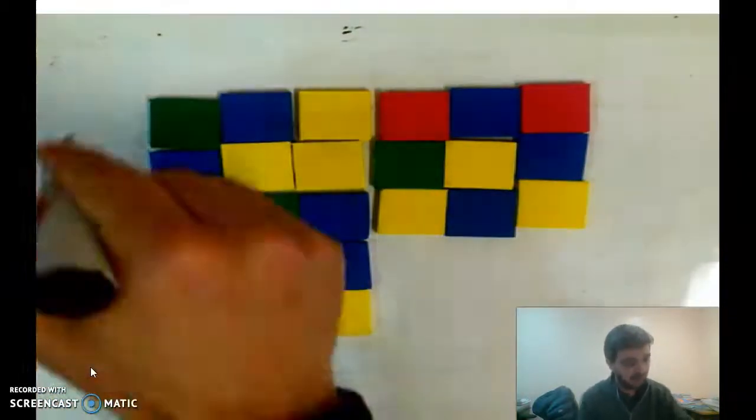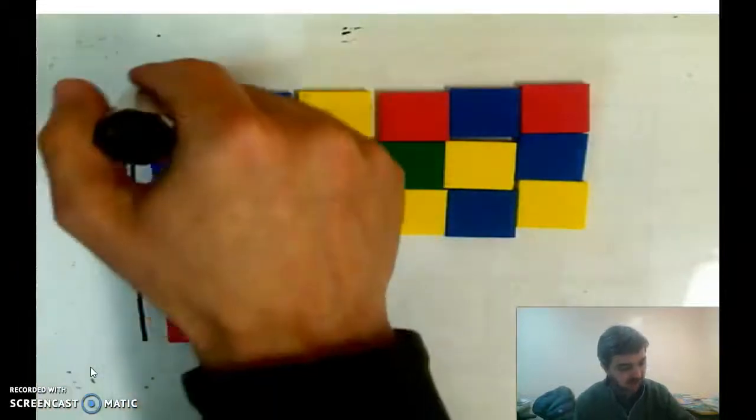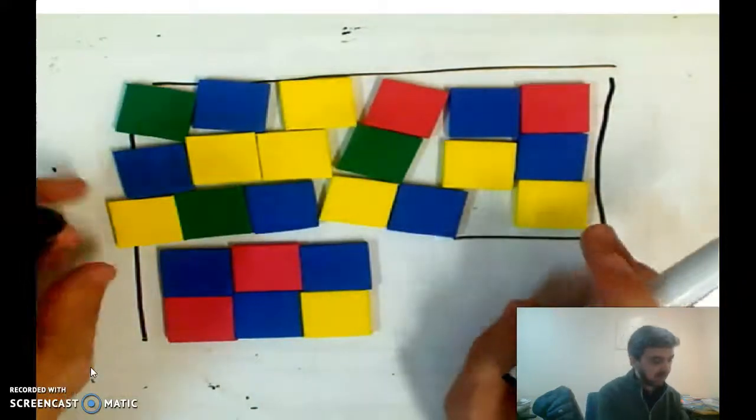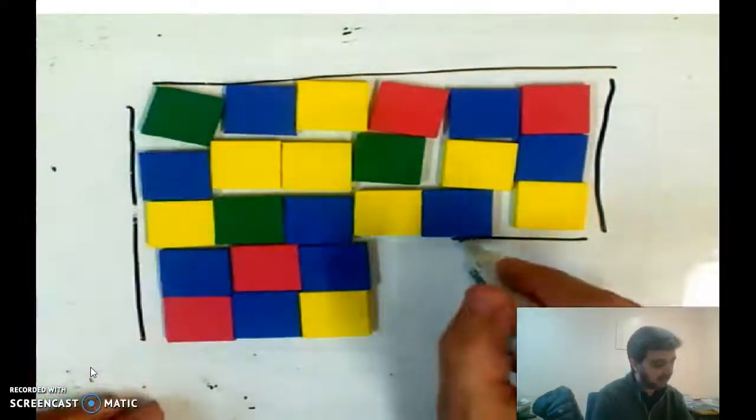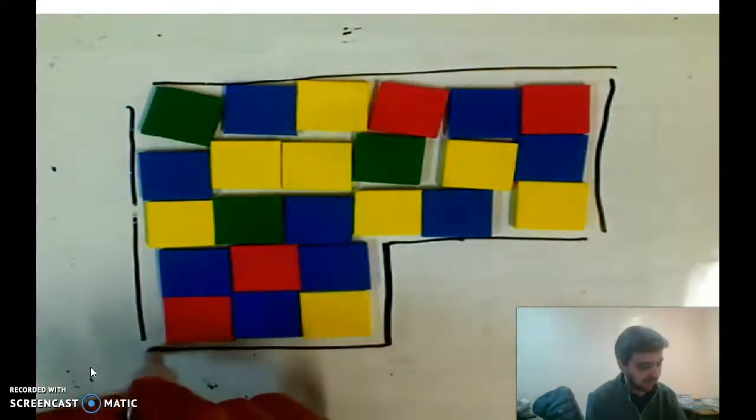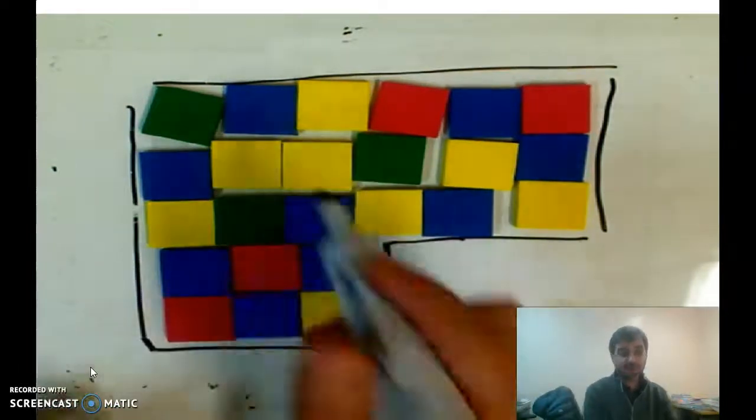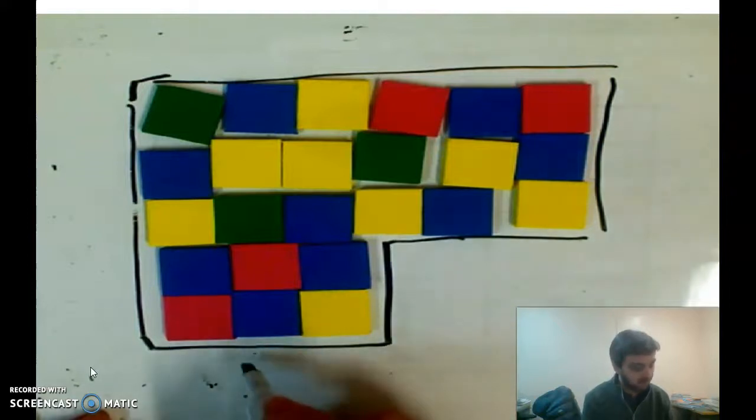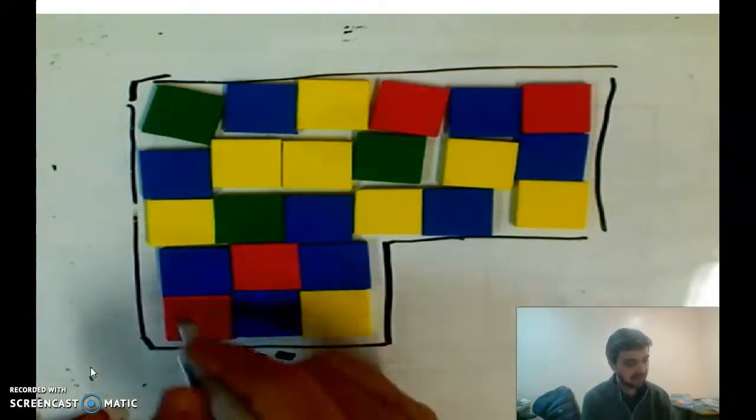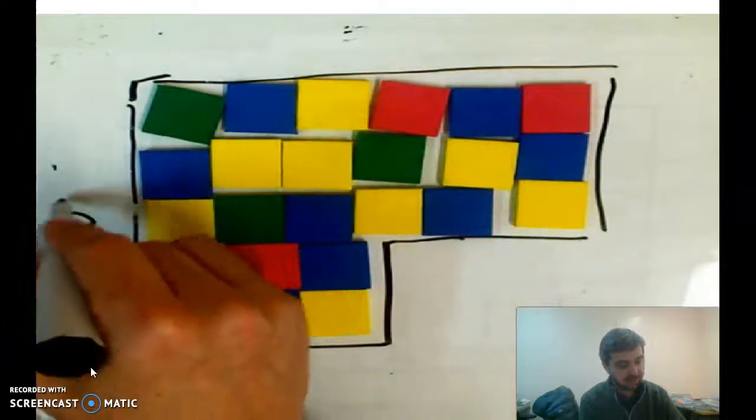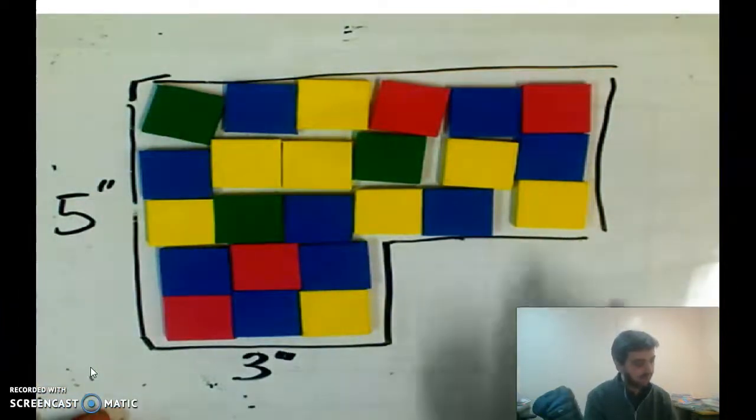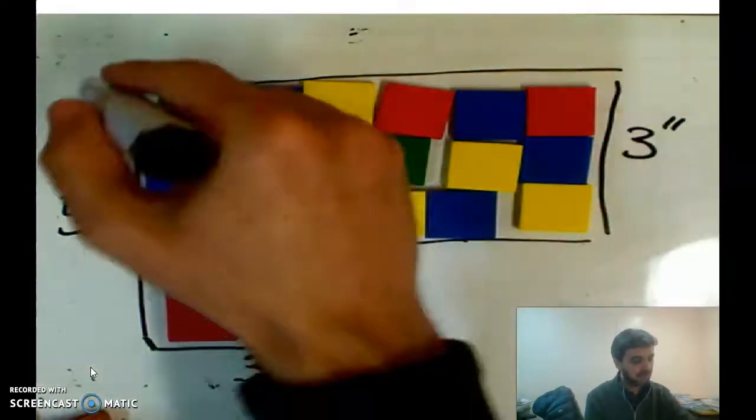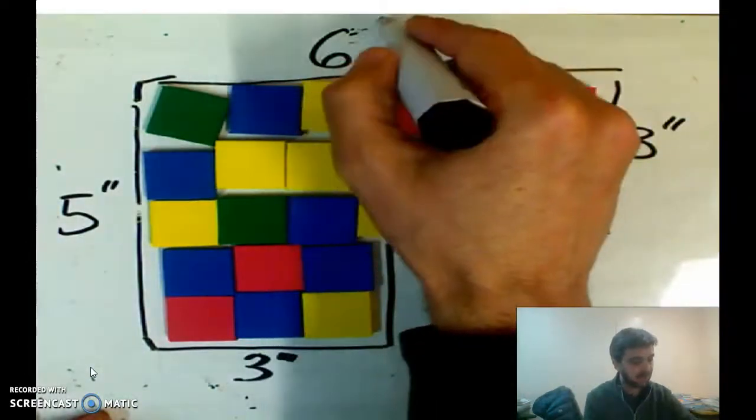All right, so typically you don't see a rectangle with square inch tiles. Normally you just get an outline of a shape like this, without the square inch tiles, and it might have some of the dimensions. So we can see this is 3 inches. This is 5 inches, right? Over here you can see this is 3 inches. And here we have 6 inches.